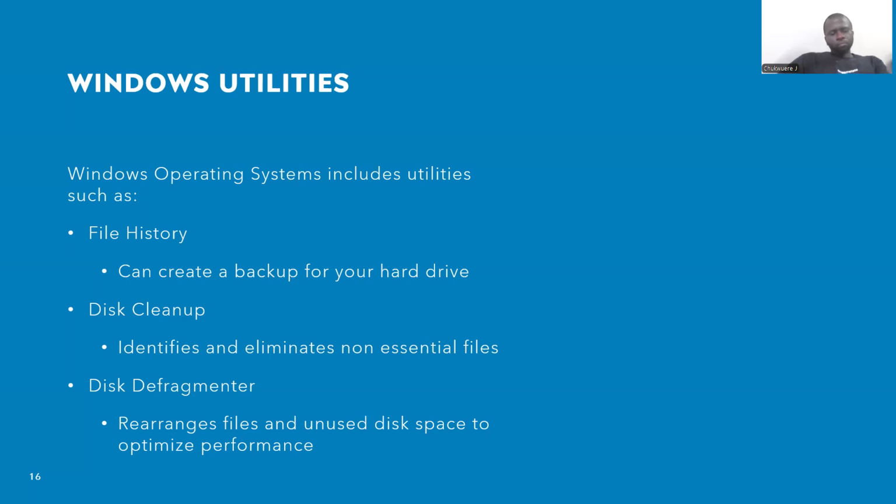And then also, that one is File History, this one is Disk Cleanup, right? And this one is Disk Defragmenter, which assists you to arrange your files and unused disk spaces to optimize performance. It arranges your files in your computer in a proper manner and makes spaces, identifying any form of unused spaces in your computer. So these are all different kinds of utility programs. Okay.